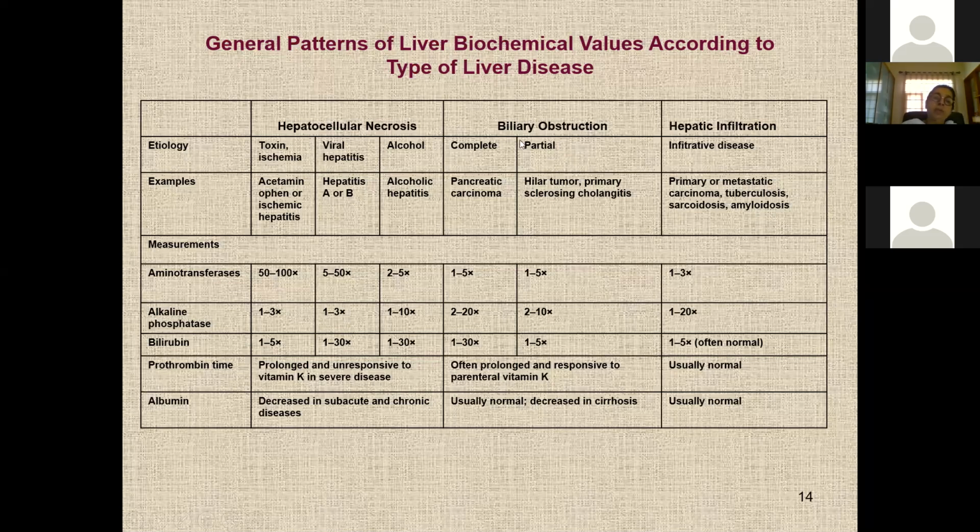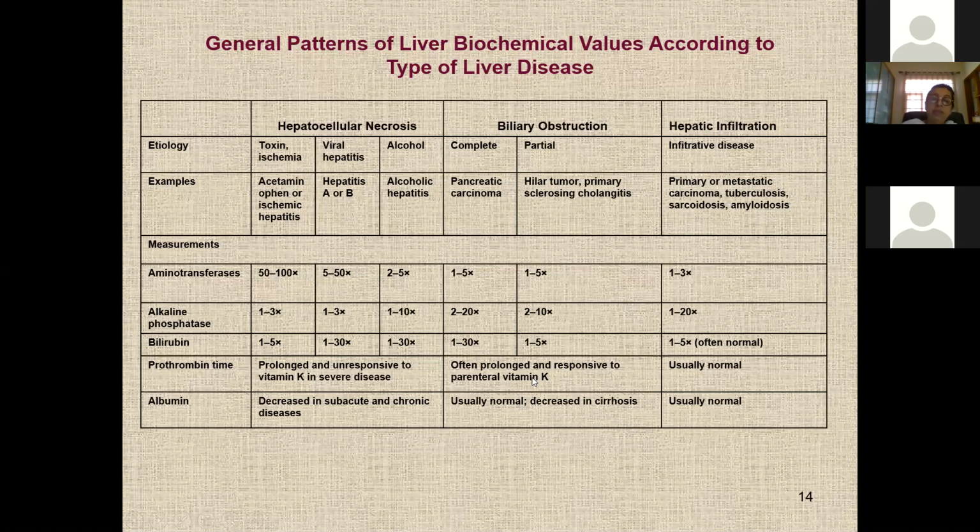When we talk about biliary obstruction, we talk about complete and partial. Complete is pancreatic carcinoma. Partial is generally because of hilar tumor, primary sclerosing cholangitis, in which, as there is no hepatitis, ALT will be mildly increased, but alkaline phosphatase will be way too high. And bilirubin will also be high, but more so in complete biliary obstruction.